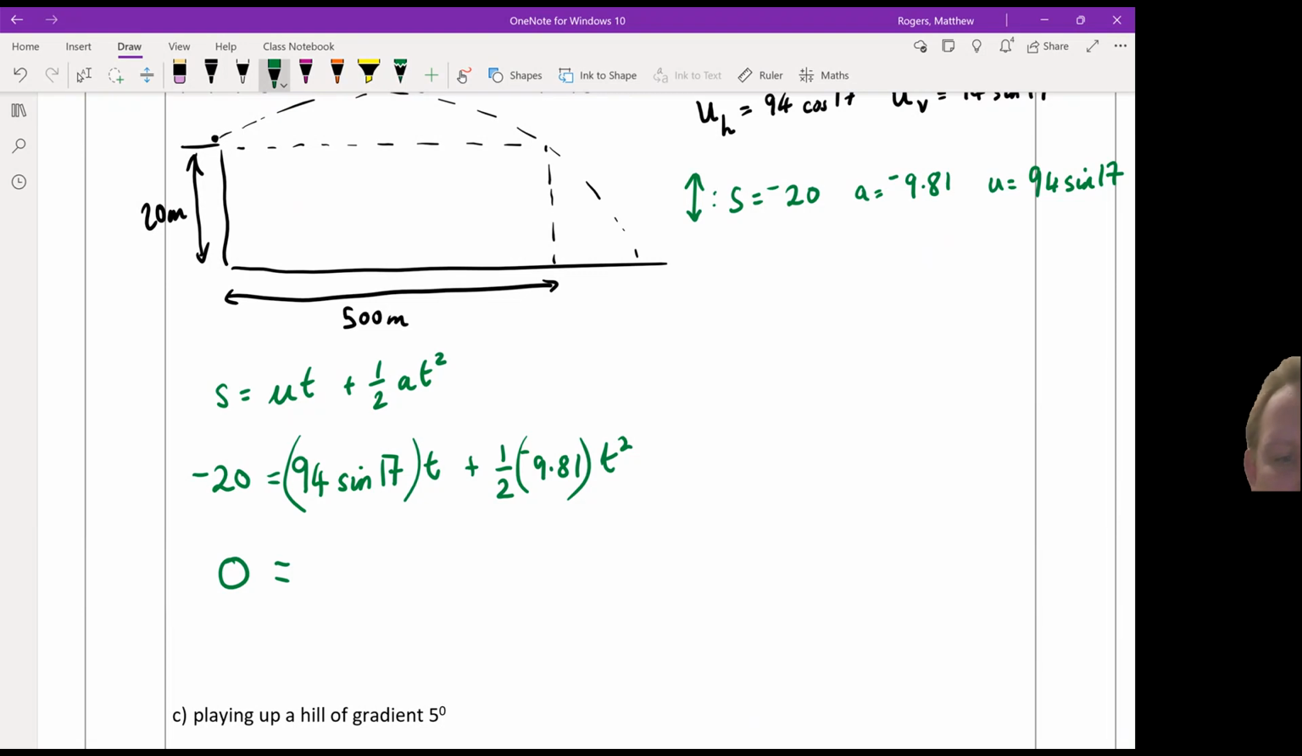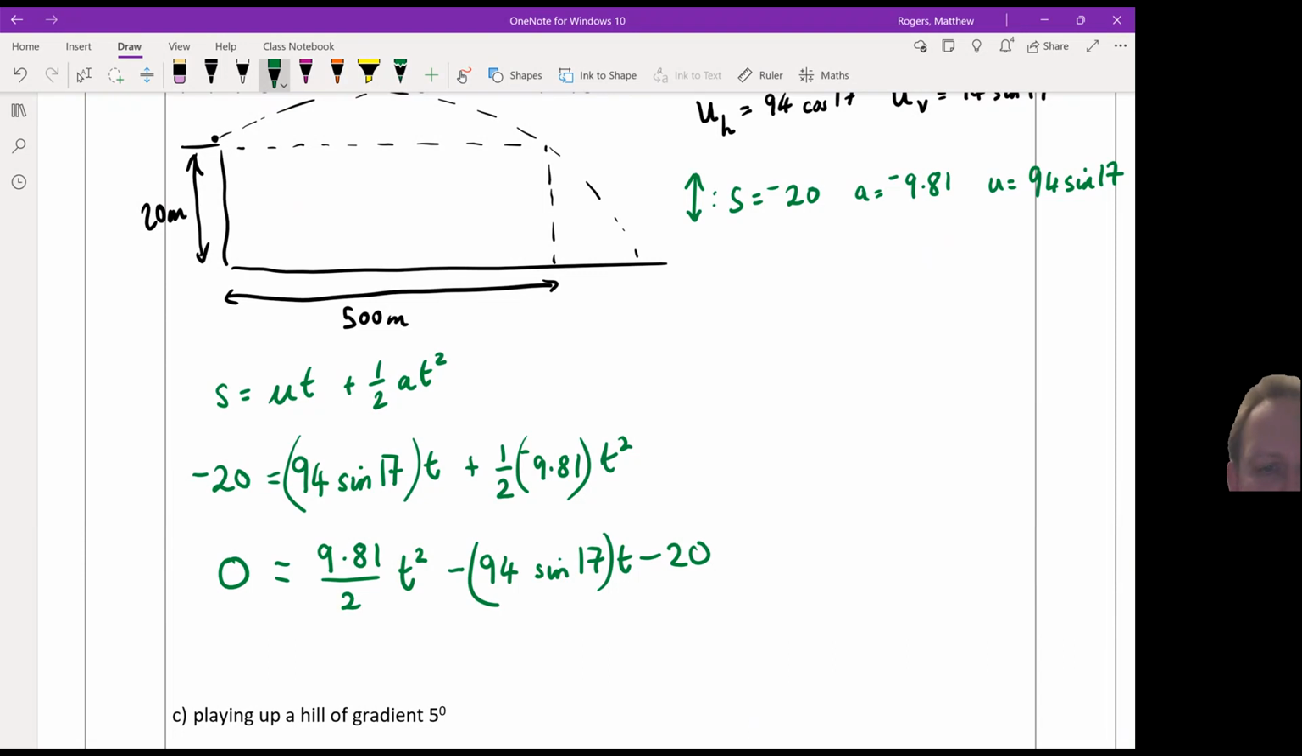Anyway, so when I come to write this, I'm going to write this as positive 9.81 over 2 T squared. Then my term in T was positive here, but when I move it onto the other side, it will become negative. So this is going to be minus 94 sine 17 lots of T. And my 20, which was initially negative when it was on that side, is actually going to stay on this side, isn't it? Because I'm moving all the terms over to this side. So this is still minus 20. So I'm just going to double check my working quickly in my head. I think I've kept track of everything here.